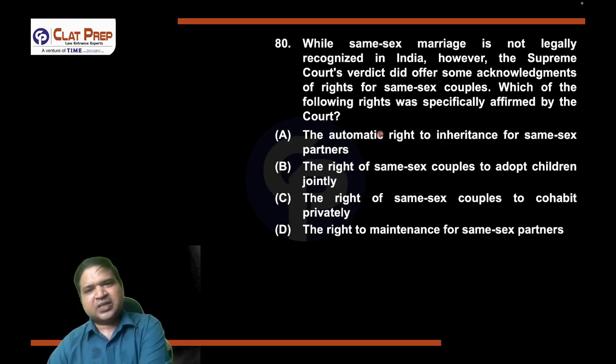So directly given, the automatic right to inheritance is eliminated. It is not there for the same-sex couples. Adopt children jointly eliminated as given in the passage. Cohabit privately, yes, this is the right that has been acknowledged and recognized by the Supreme Court. The Supreme Court has also given judgment where they have decriminalized section 377 of the IPC, and this same-sex couples can cohabit privately. So C is the correct answer. Maintenance also not. So no inheritance, no maintenance, no adoption, only the right to cohabit privately that has been recognized, that has been acknowledged. So we will go with C.